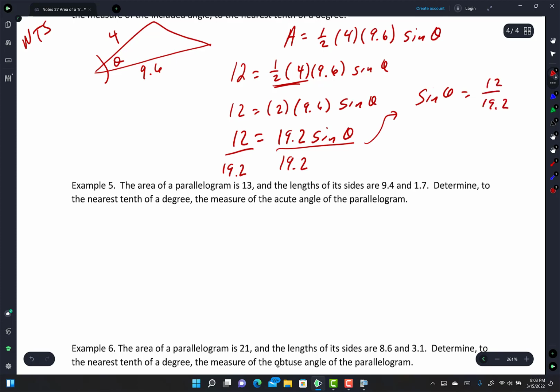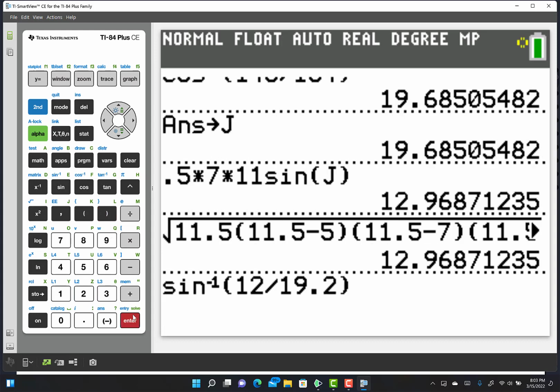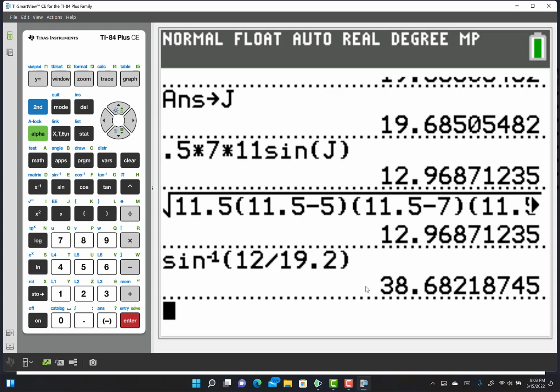And hopefully by now we all know how to get the angle by itself. That angle, you just got to take the inverse. Inverse sine of 12 divided by 19.2. So we get, and I don't know what that is, right? I need a calculator for that. So arc sine of 12 divided by 19.2. So I'm going to push enter. And there it is, 38.682 degrees.